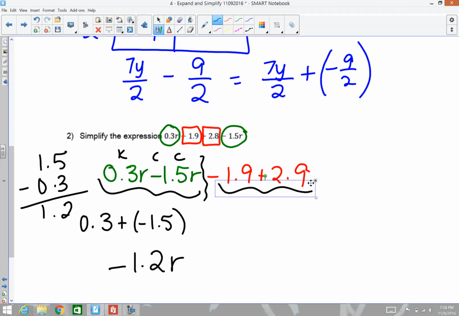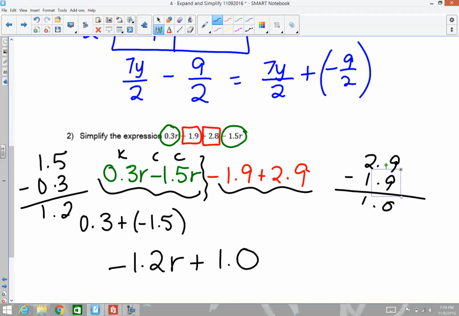And now, okay, we'll look at the second problem. Again, different signs, so we should subtract. 2.9 minus 1.9, hopefully we know it's 1.0. Jot down any questions you had. When you're ready, go ahead and flip the page.